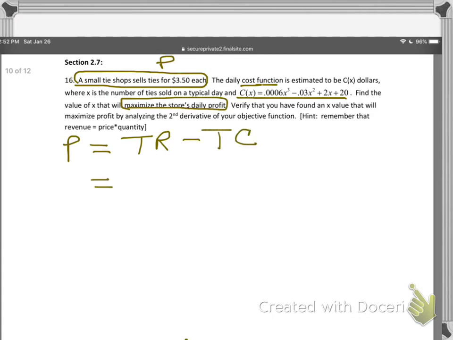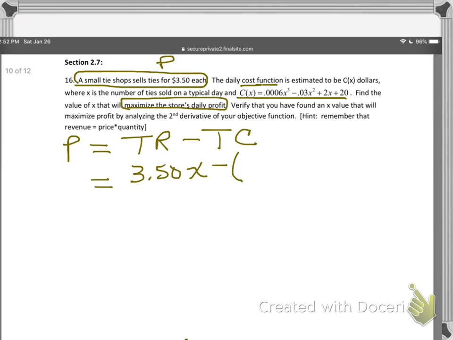So what's the revenue? Well, the revenue is going to be the price of the tie. And this is profit, not price, this P. So the price of the tie, which is $3.50, times the number of ties I sell. So I sell x ties. Minus, now you're going to subtract the costs. Now, be very careful, because notice, you have multiple terms here. It's not a monomial, so you have to use parentheses.